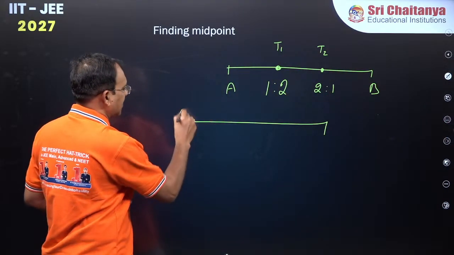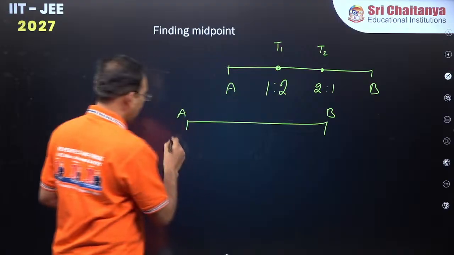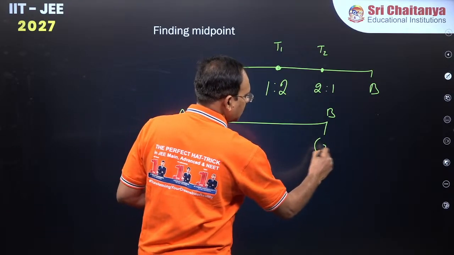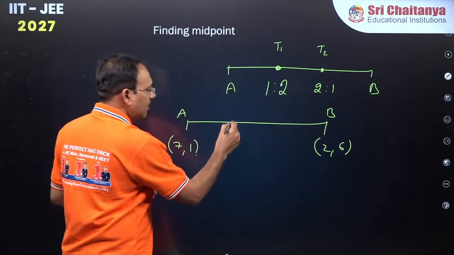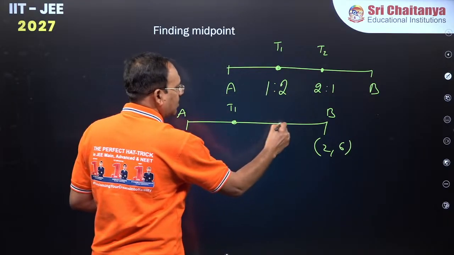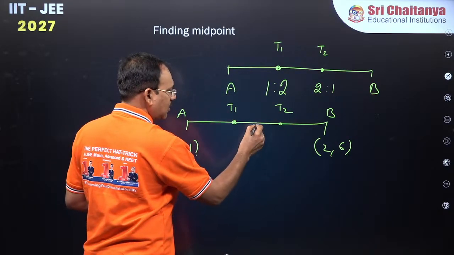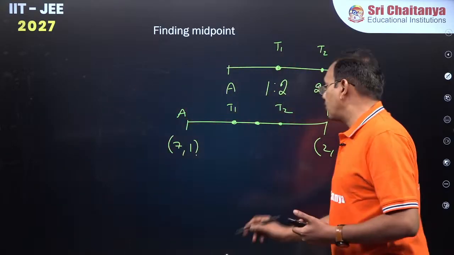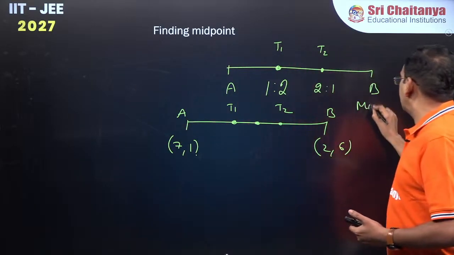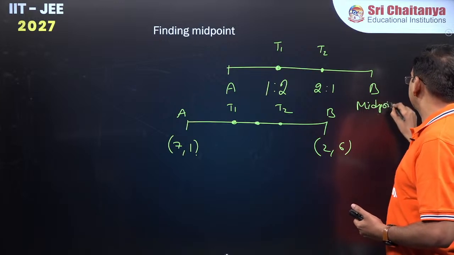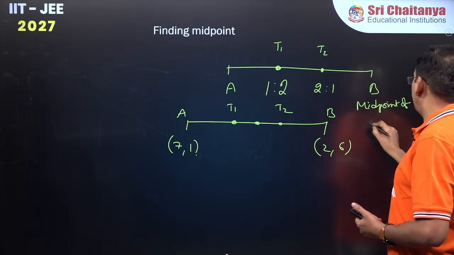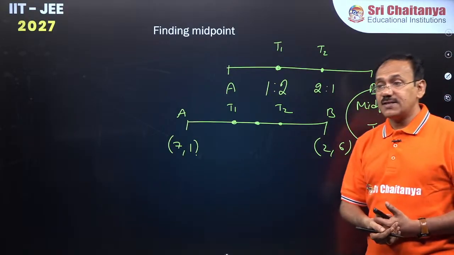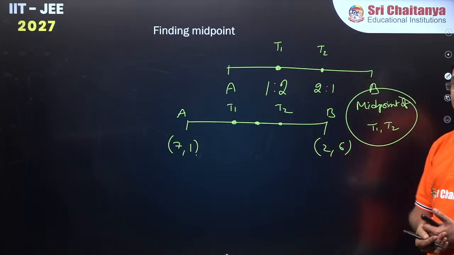So now dear students, try to answer this question. There is a line segment AB. A is 7 comma 1, B is say 2 comma 6. T1, T2 are the points of trisection. I want midpoint of T1, T2. Can you tell me how to find midpoint of T1, T2? Can you say? Everyone?